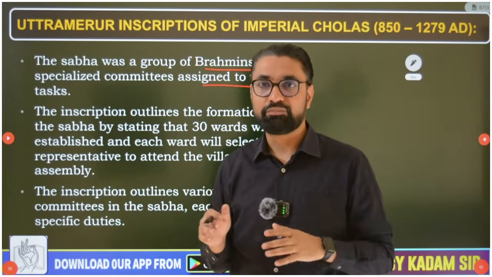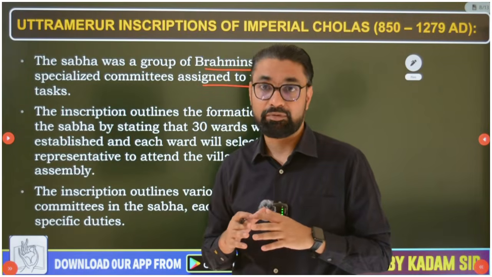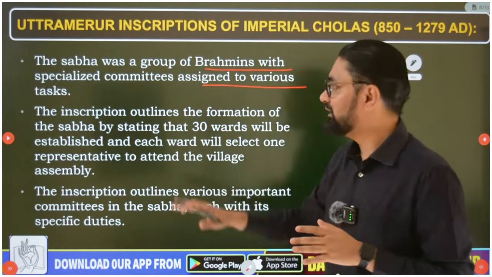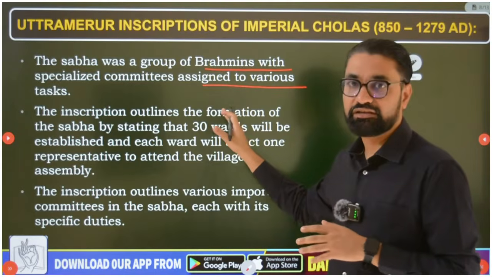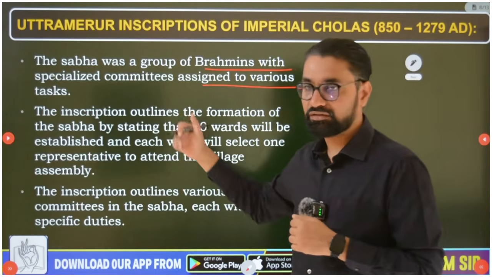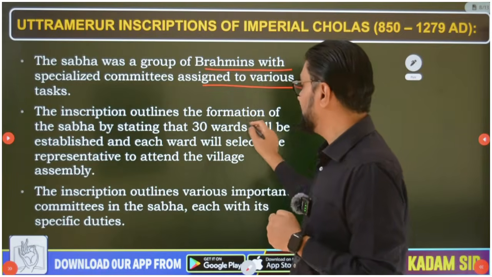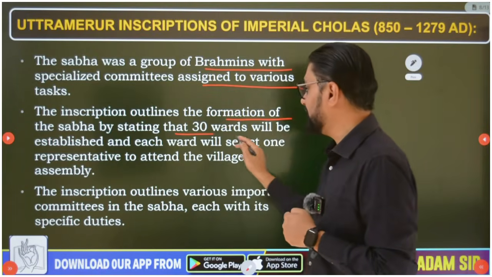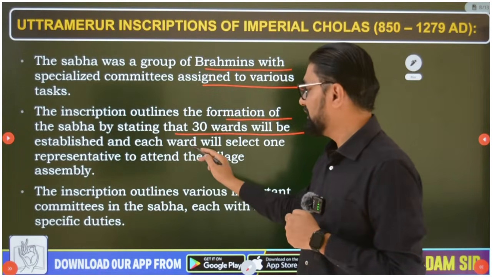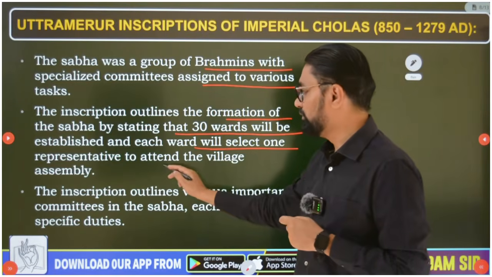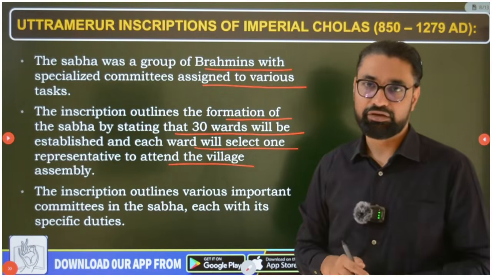At that time only Brahmins were members of the Sabha, and this Sabha had assigned roles and specialized committees which were supposed to complete some work. The inscription outlines the formation of the Sabha by stating that 30 wards will be established and each ward will select one representative to attend the village assembly.